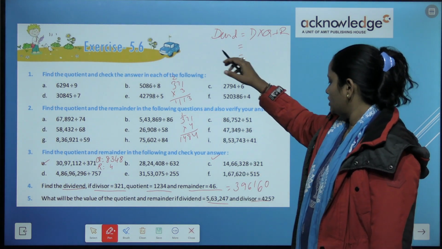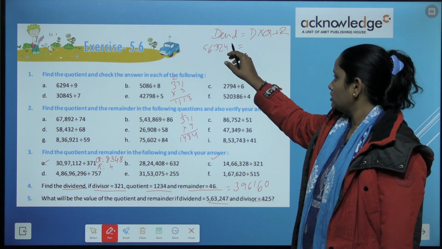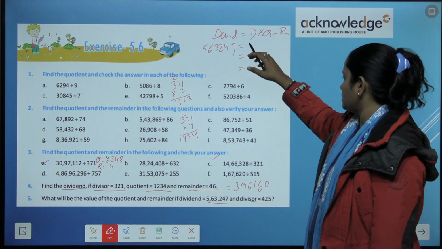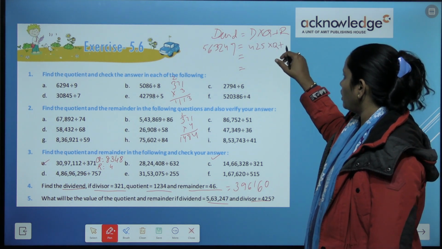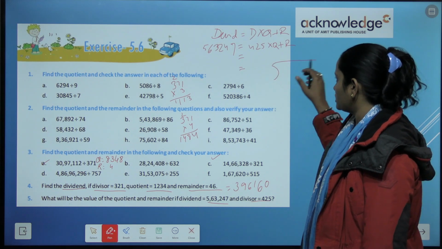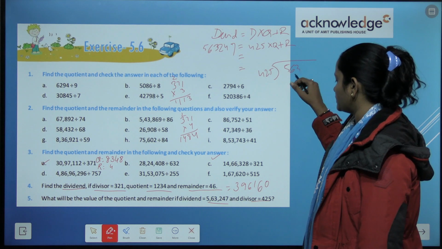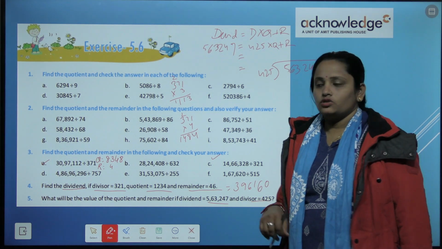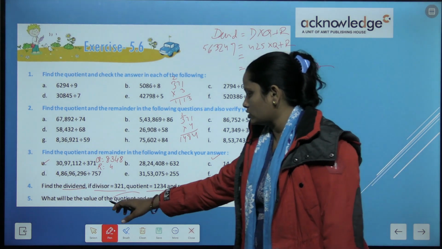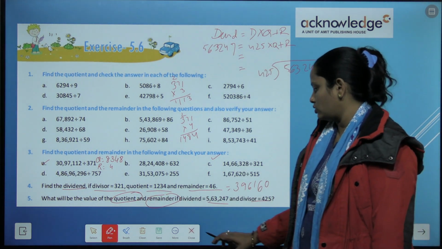हमें जो है ये दिया गया है और डिवाइजर दिया गया है. हमें क्वेश्चन और रिमाइंडर को निकालना है. तो हमें ऐसे 425 को हमें डिवाइड करना है 563, 247. So we will get this quotient also and remainder also. So this you have to do on your own, children.